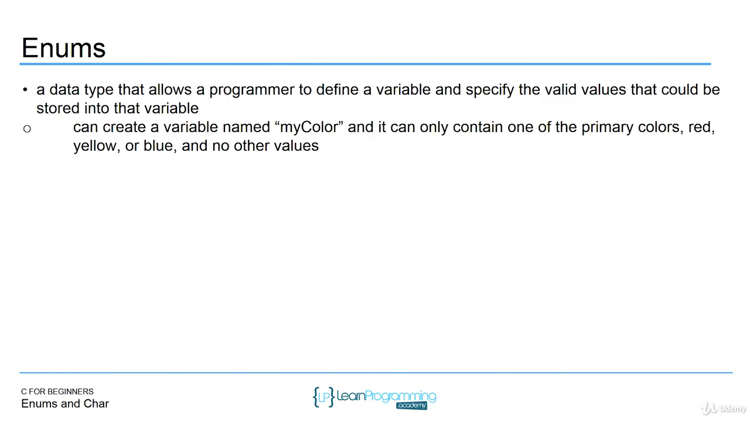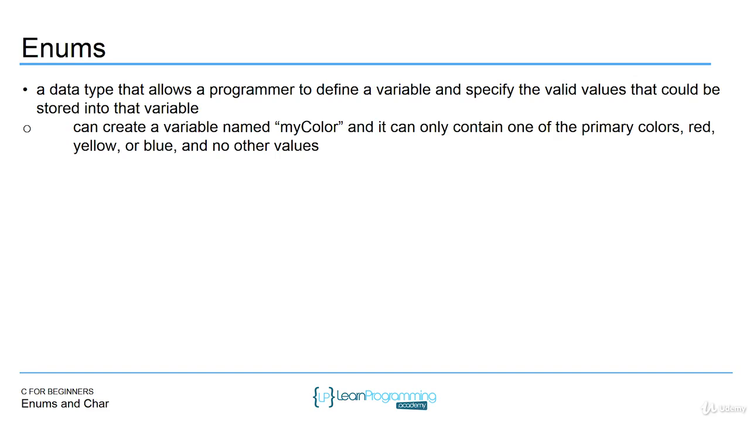So enums. Enums are a data type that allows the programmer to define a variable and specify the valid values that could be stored into that variable. So an enum is very powerful. It's actually specifying a data type. It is the keyword enum, but you can basically have your own data type that includes certain values only. So for example, you could create a variable named myColor, and if it's a certain enum type, you can set it so that it can only be assigned values of primary colors, such as red, yellow, or blue. And then no other values can be assigned to it. The compiler will give you an error.